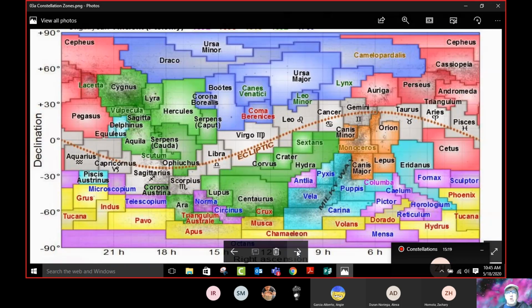Here's a map showing all the constellations. All 88 of them are shown here. Here's Ursa Major. Big Dipper is in there. Here's Draco the dragon, Cygnus the swan, Pegasus. And notice here we have all the zodiac signs: Aquarius, Capricorn, Sagittarius, Scorpio, Libra, Virgo, etc., all along the path of the sun through the sky, the ecliptic. Here's Orion, just below the ecliptic.